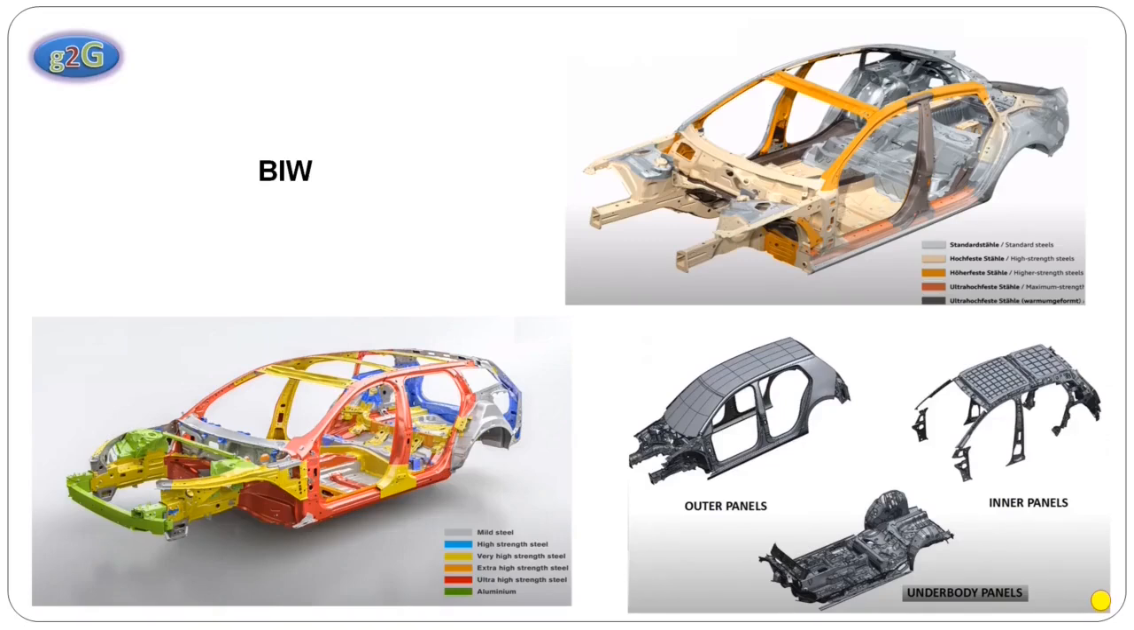BIW is also segmented into outer panel, inner panel and underbody panel. If you see the outer panel, it is further segmented into A pillar, B pillar, C pillar. For few vehicles, they have D pillar and E pillar also. If you take an example of a car, it has only 3 pillars, A pillar, B pillar, C pillar. But if you see SUVs, they have more than 3 pillars. BIW are mostly of 2 types. Let us learn more about them when we make a series of BIW design later.